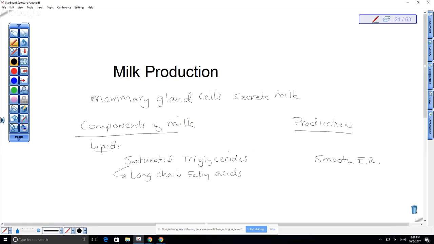What is that called? Does anybody know? What do they add? What is added to milk? It's abbreviated. It's 3 letters. DHA, right? So this is DHA. Okay, so this is nervous system development.